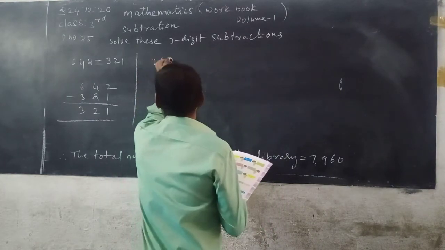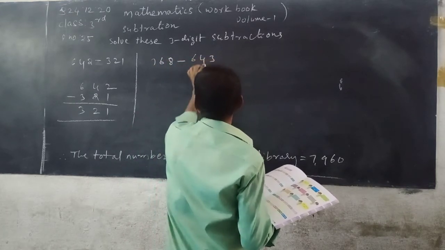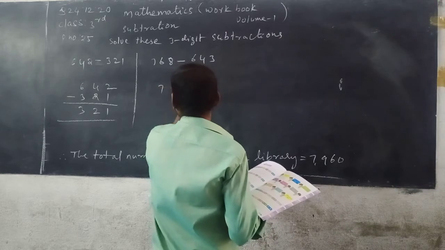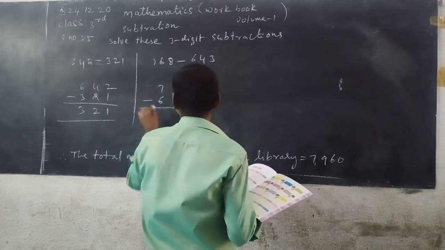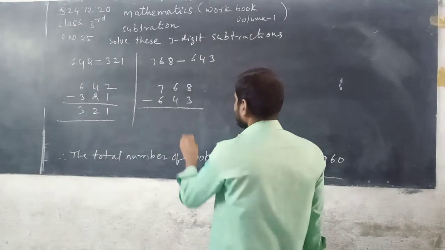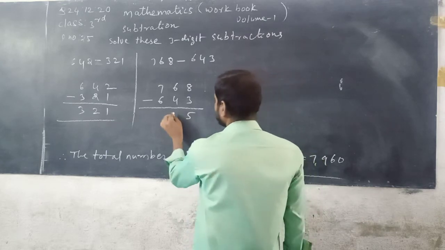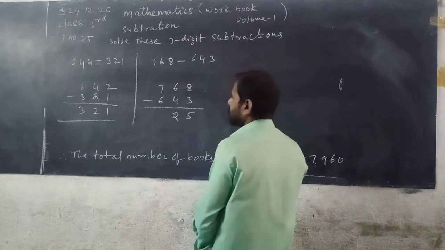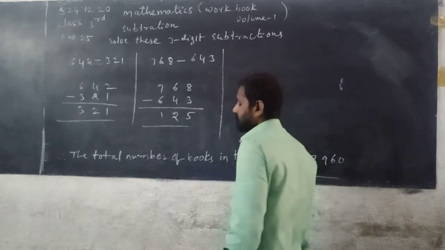Next, 768 minus 643. First subtract the digits in the ones place: 8 minus 3, you get 5. Next the tens place: 6 minus 4, you get 2. Next the hundreds place: 7 minus 6, you get 1. The difference equals 125.